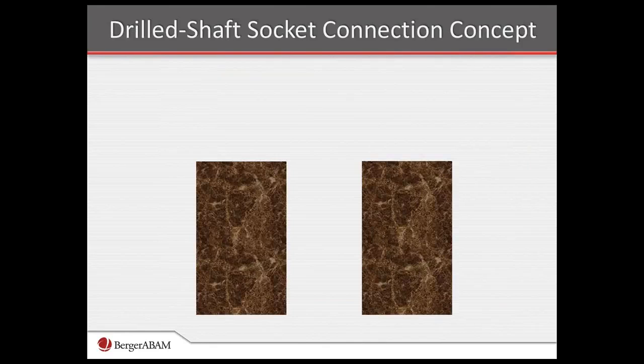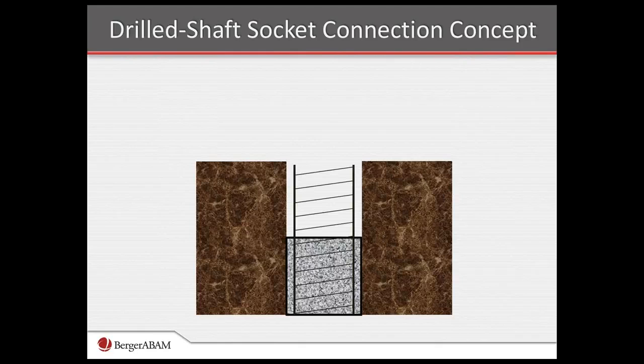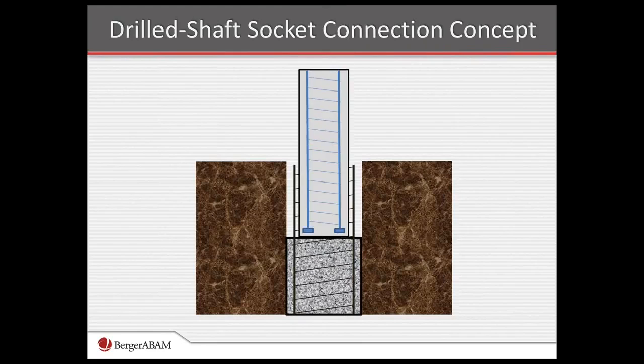We can also use the same concept with a drill shaft. This shows how the shaft might be constructed. In the transition zone at the top, place a precast column, with the same details as for the cast-in-place but with appropriate lap splice, and then place the transition zone concrete around that precast element.